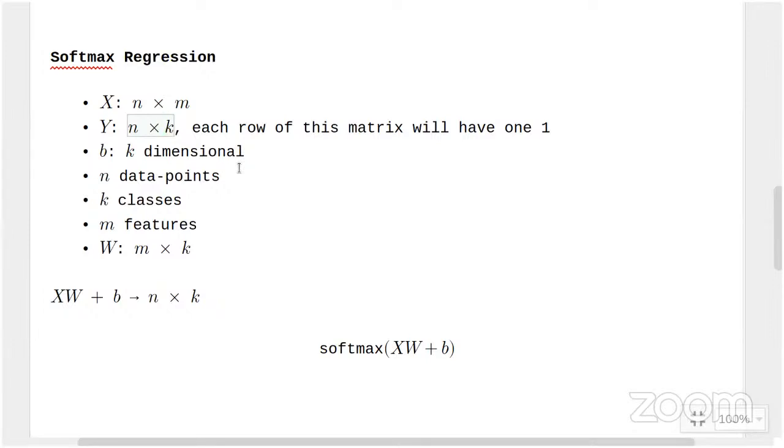If K is 1, what does it reduce to? Softmax regression. Sorry, K is not 1. K is equal to 2. It kind of reduces to logistic regression, right?